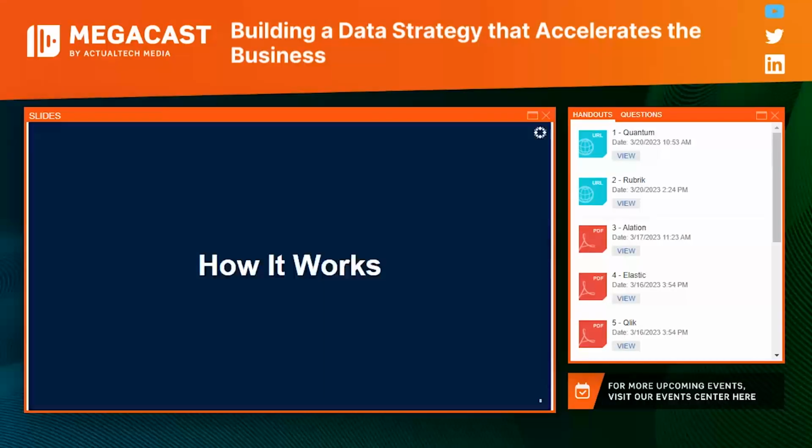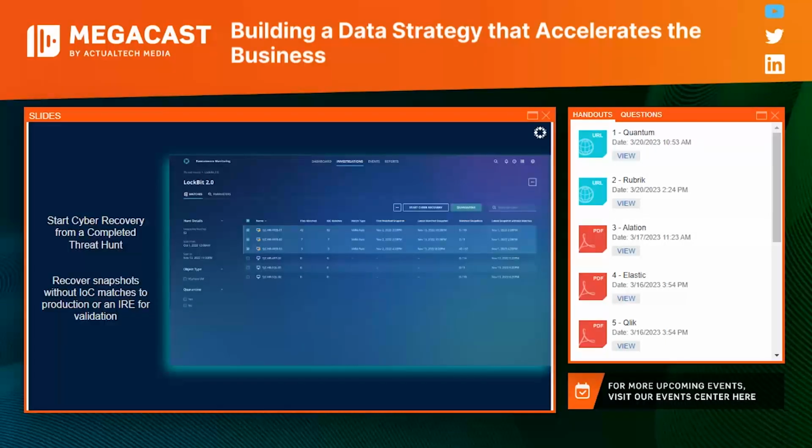So to kind of walk through how it works with a little look at the interface as well. What we'll do is we'll essentially start a cyber recovery from, say, a completed threat hunt. We've done a threat hunt and determined what we think has malware, which objects, which snapshots. So we can recover those snapshots that don't have those indicators of compromise matches to that production environment. Or if we want to be safe, if we want to just double check ourselves, we can recover it to an isolated recovery environment for validation.